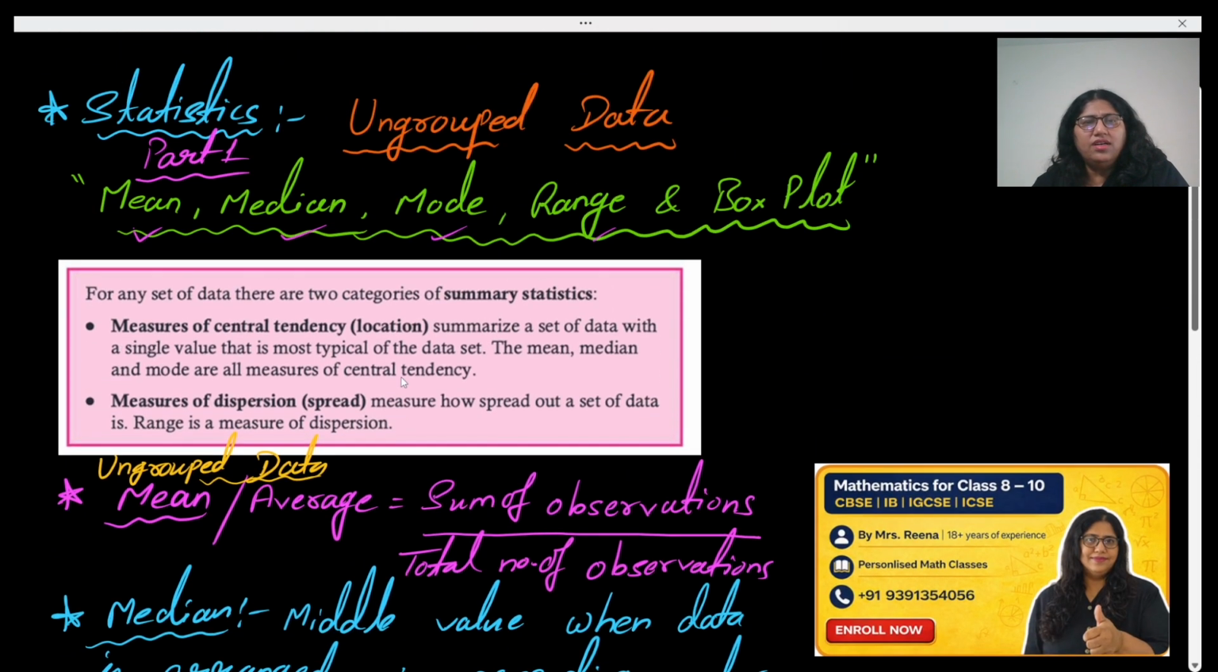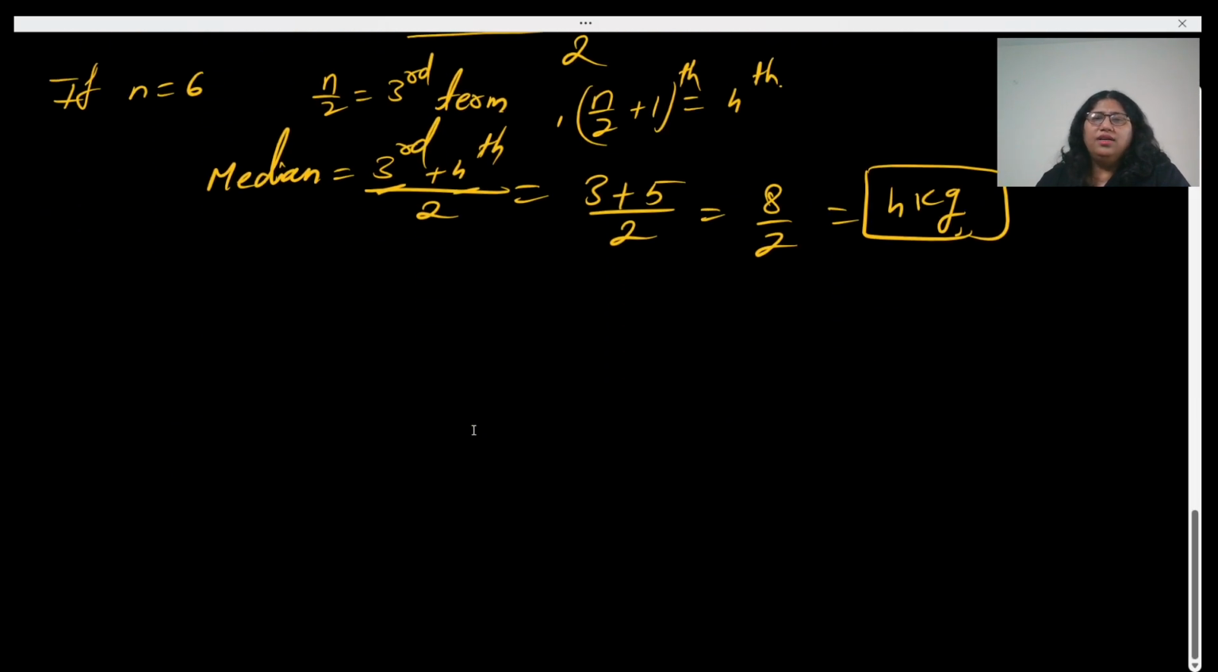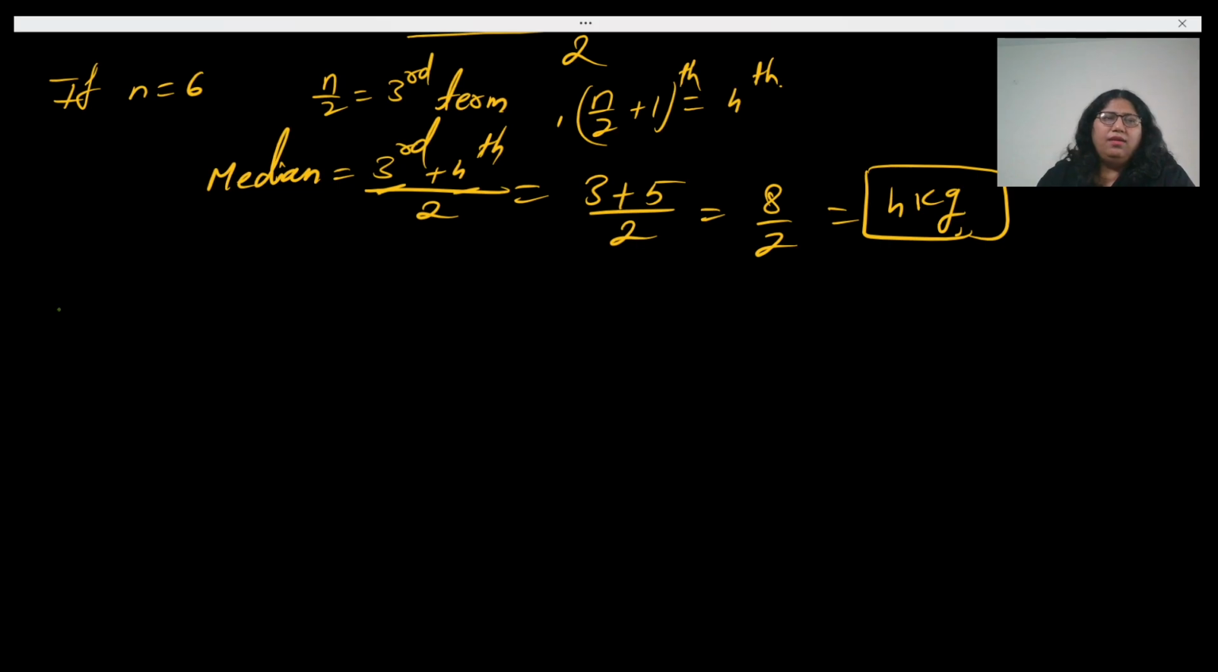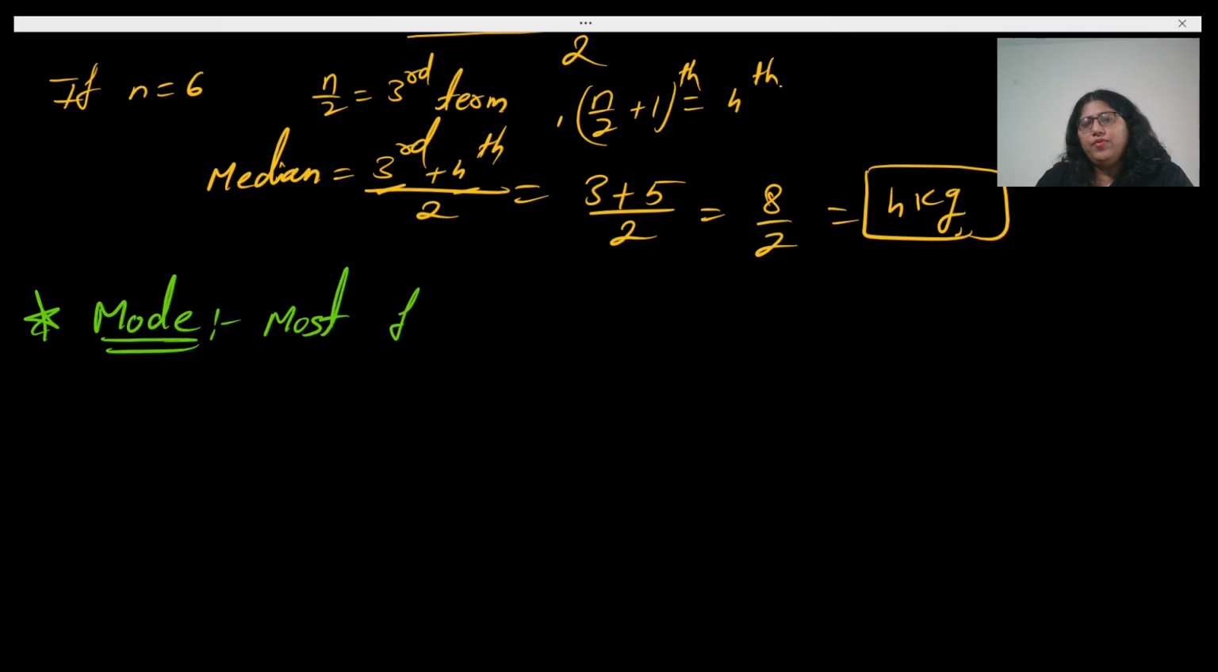Now what is your third central tendency? If you'll see, it is mode. Now what is the meaning of mode here? Mode is nothing but the most frequent or occurred value of the data.